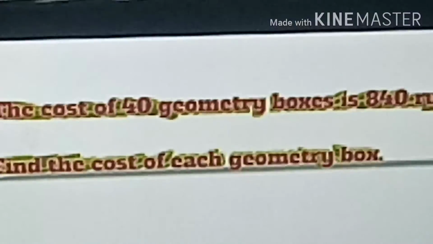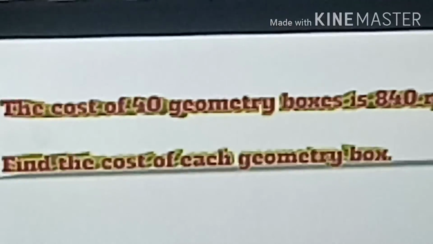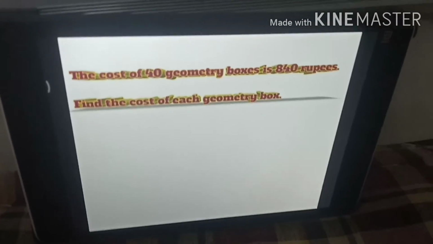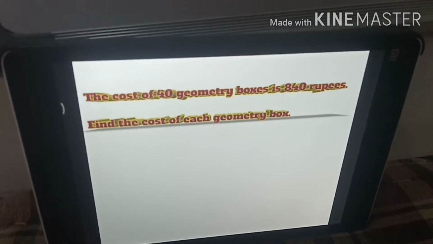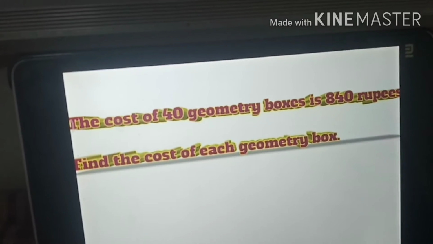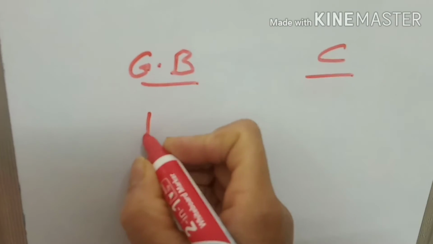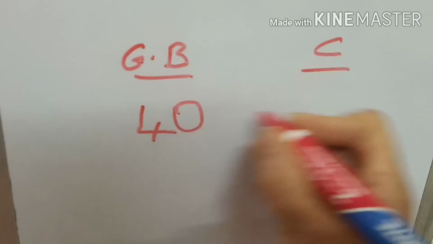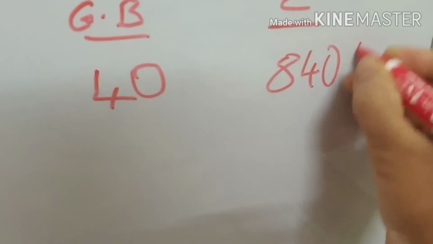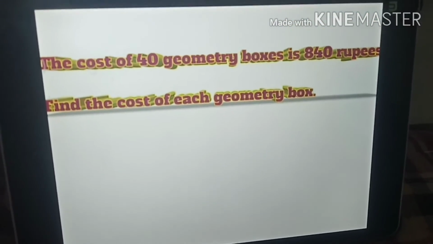Now the same thing we will put in my tricky format and then try to identify whether to divide or multiply. So as per this problem, he has given cost and geometric boxes. The first sentence he has given 40 geometric boxes and the cost is 840 rupees. So here we have to write 40 geometric boxes and here how much it costs? 840 rupees. Right?